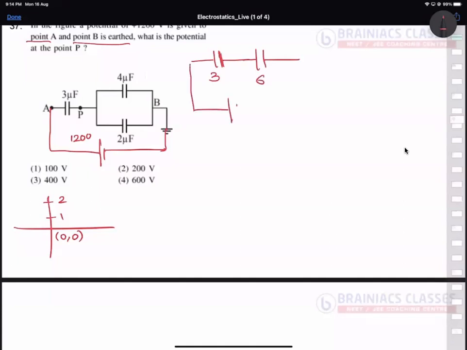Then now it is connected with a battery of 1200 volt. This is the circuit diagram now: 3 microfarad, 6 microfarad, 1200 volt. This is the equivalent circuit. This circuit we have redrawn like this. Okay, now what is the question? I need to find out the voltage at the point P. And the point P is located where?